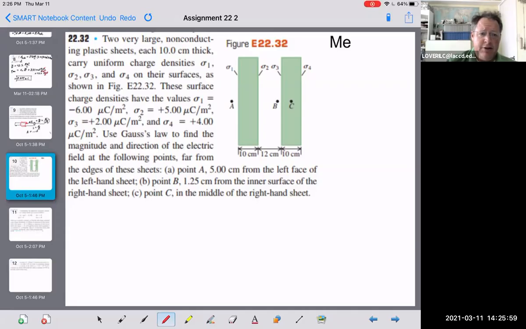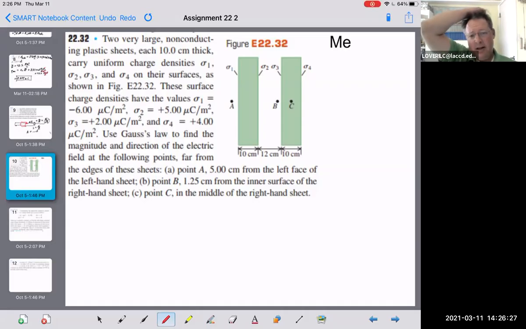So two very large non-conducting plastic sheets, each 10 centimeters thick, carry uniform charge densities sigma 1, sigma 2, sigma 3, and sigma 4 on their surfaces as shown. These surface densities have the values given there. Use Gauss's law to find the magnitude and direction of the electric field at the following points, far from the edges of the sheets.